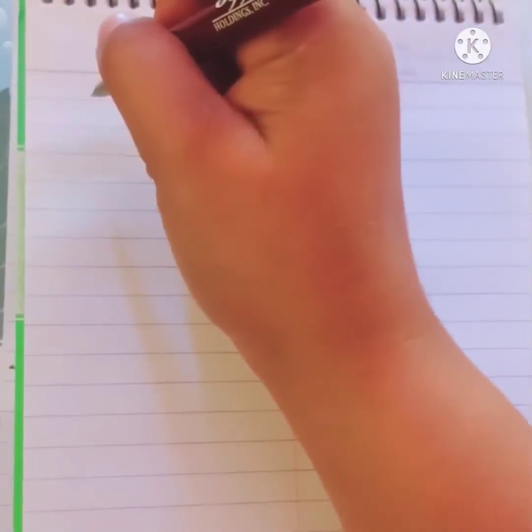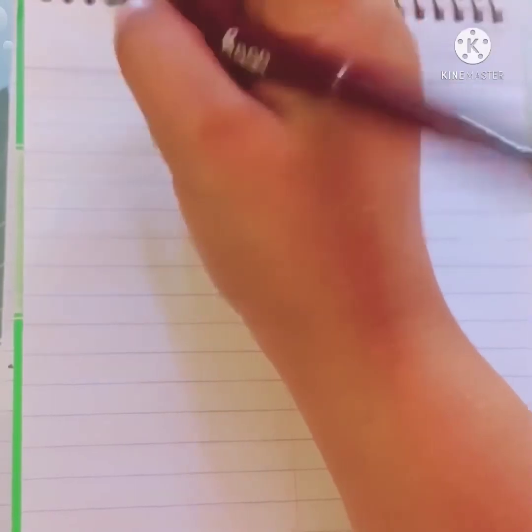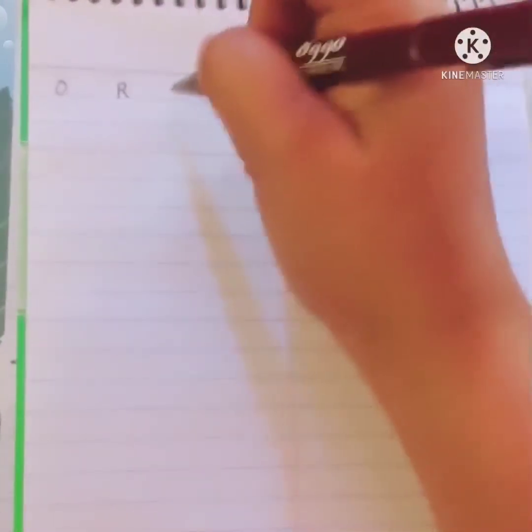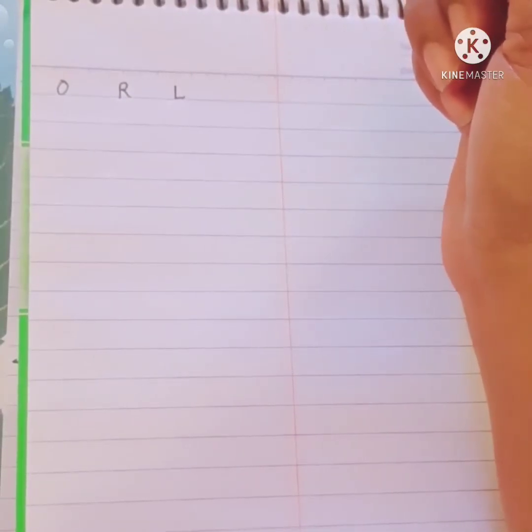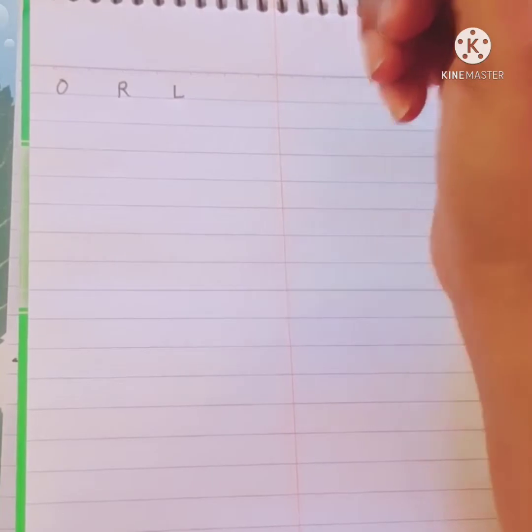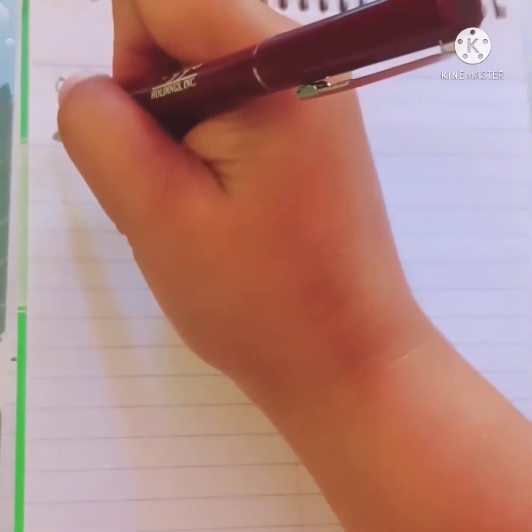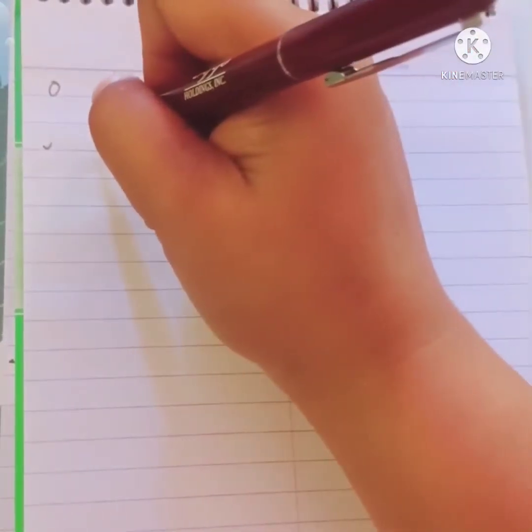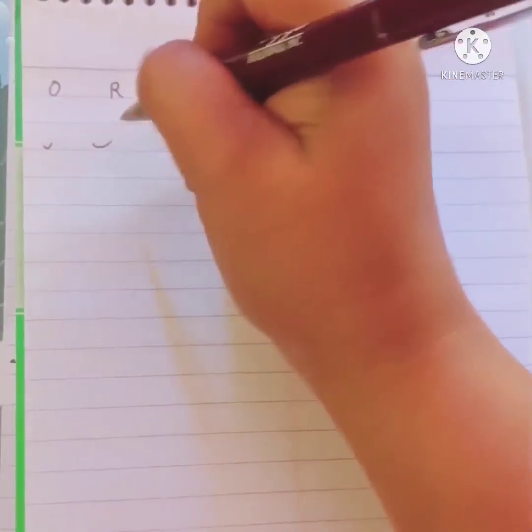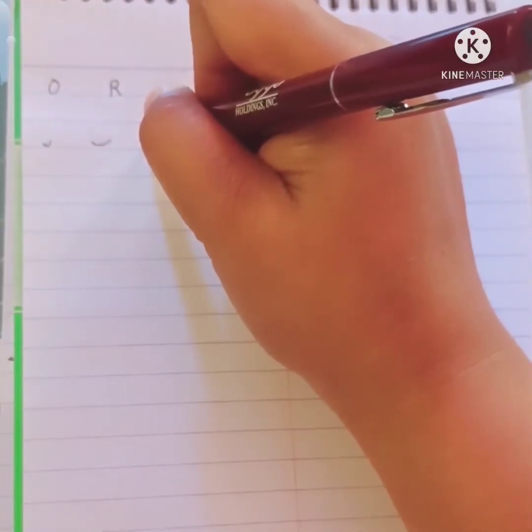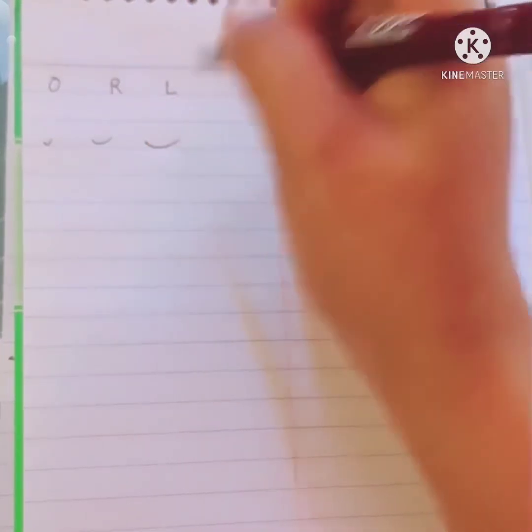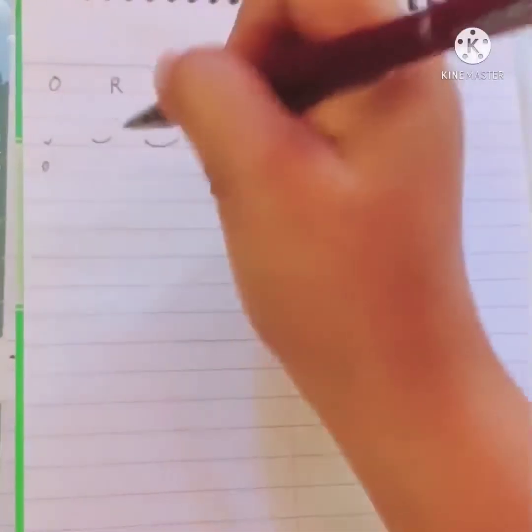Let's go to lesson 2. The letters O, R, and L. They are together because they have the same stroke but different sizes. So, letter O is a small deep hook. The second is the medium size, and the third is the large deep stroke, L. So, this is O, R, and then L.